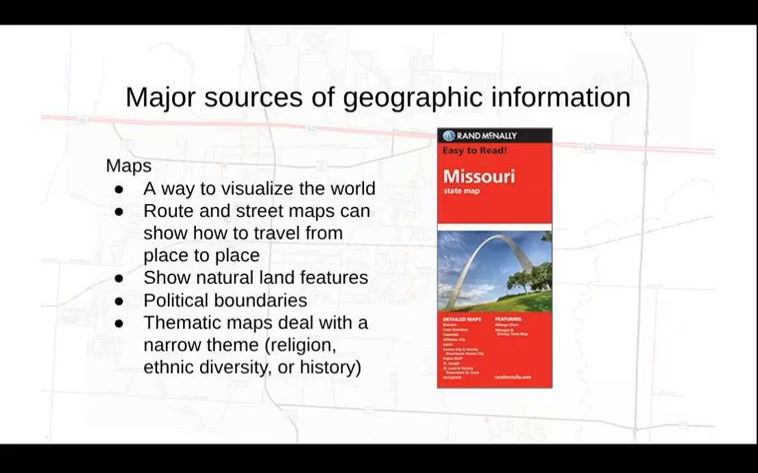Maps offer a way to visualize the world. Route and street maps can show how to travel from place to place. They might show natural land features, political boundaries, and thematic maps might deal with a narrow theme. Some examples might include religion, ethnic diversity, or history.